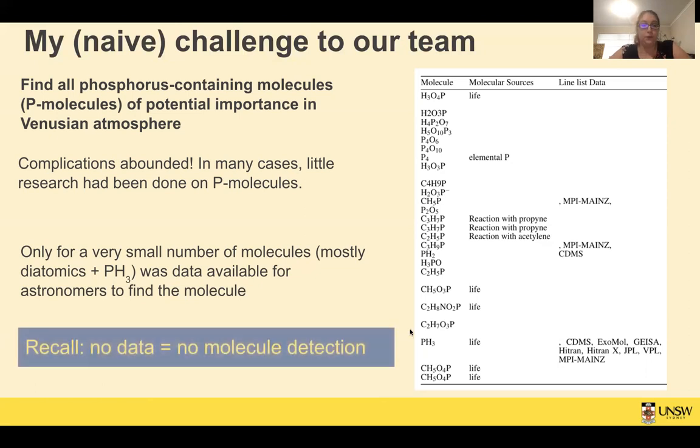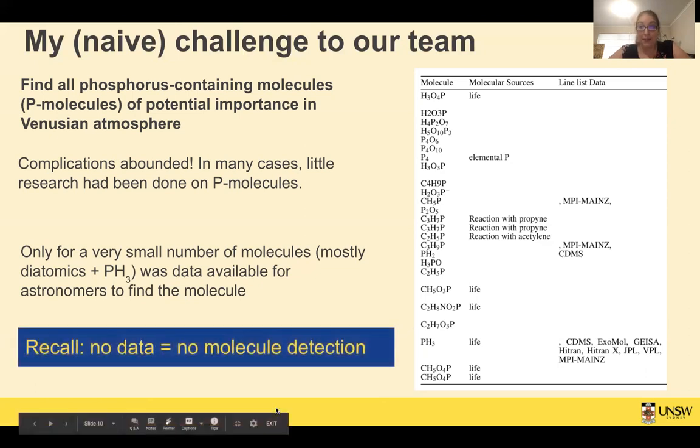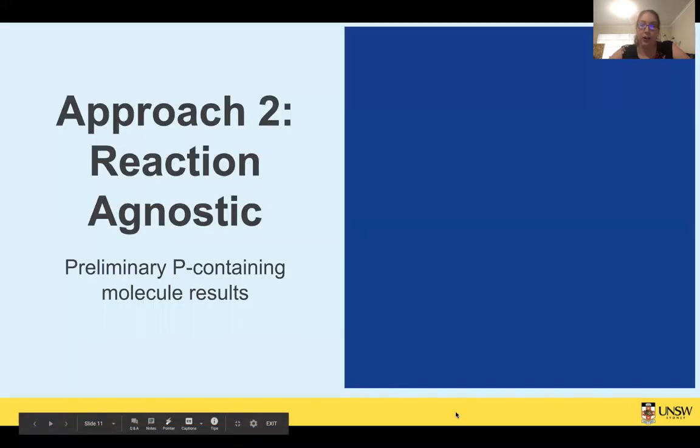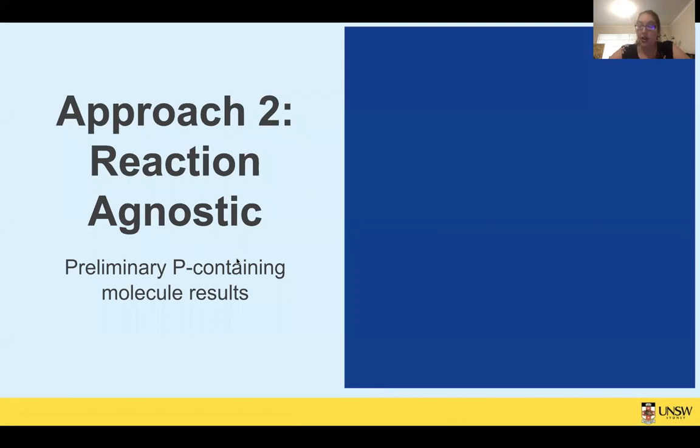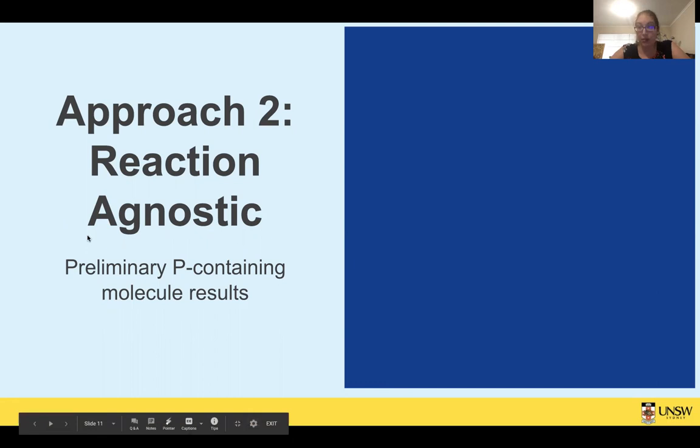So what are we going to do? Remember, if you've got no data, you have no chance of finding the molecule. If you don't have any data, you can't find it. So the alternate approach was to use a reaction-agnostic approach. So rather than trying to find specific molecules, we look instead at a large number of molecules, produce approximate spectral data for all of it, and see what we've got. So these are preliminary results. They're under peer review at the moment.